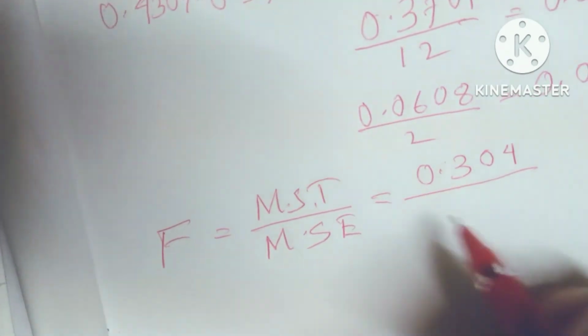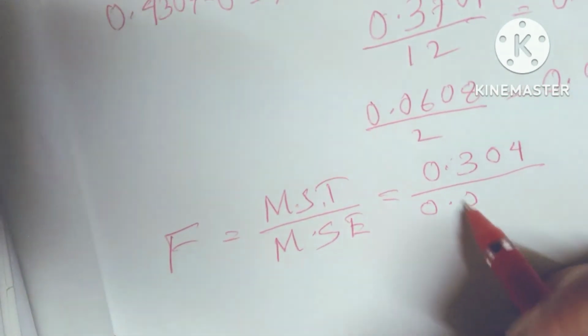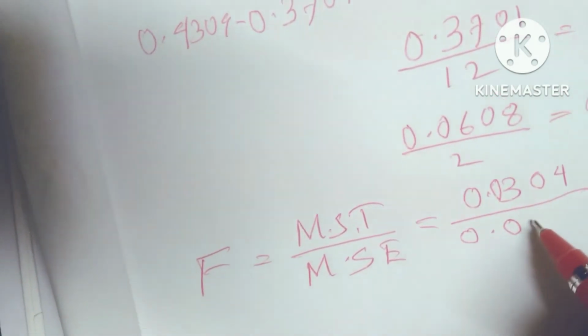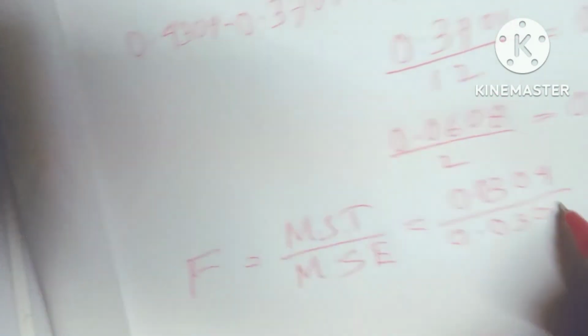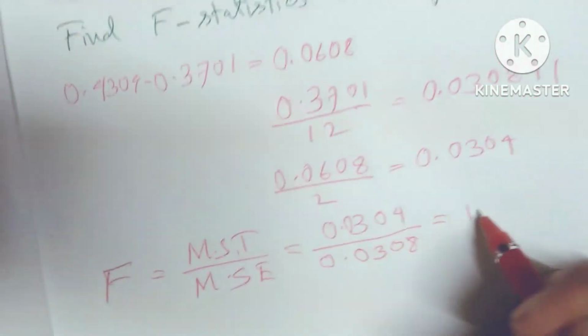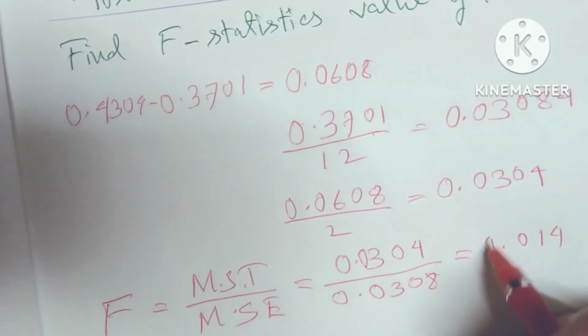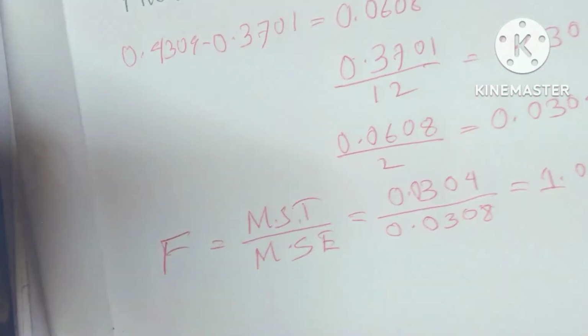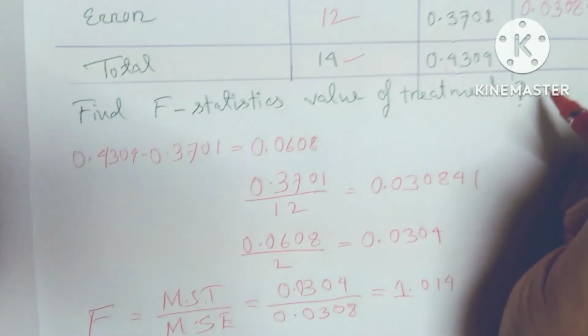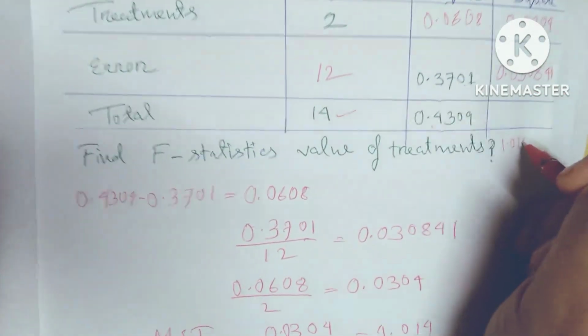0.0304 divided by 0.0308, equals 1.014. So friends, this is the F statistic value, 1.014.